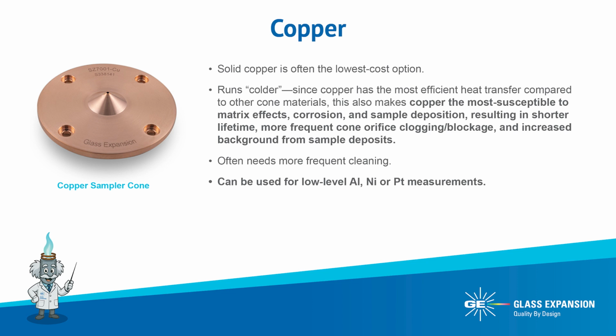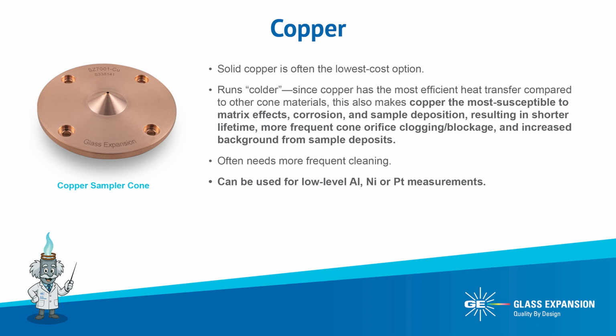As an ICP-MS analyst, you have a variety of cone materials to choose from, along with different combinations of these materials. Each has its pros and cons. Solid copper is often the most affordable option, which could benefit labs on a budget running low sample volumes and infrequent analyses. It can also be used for low-level measurements of aluminum, nickel, and platinum.